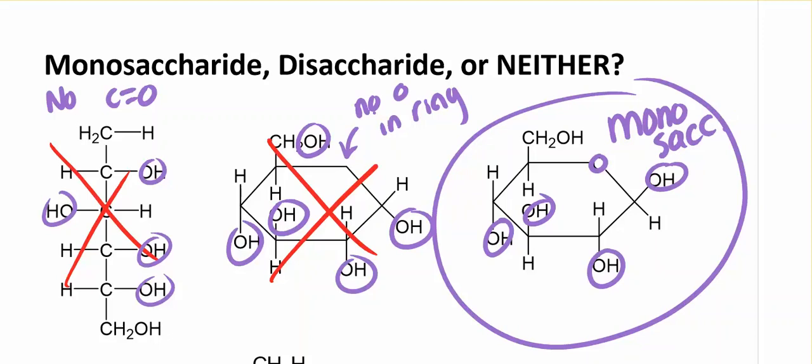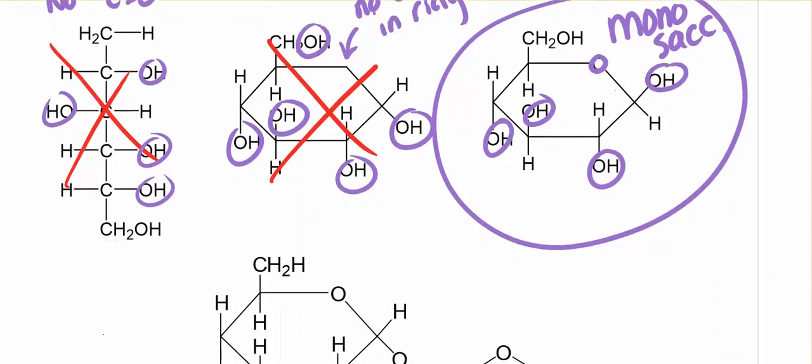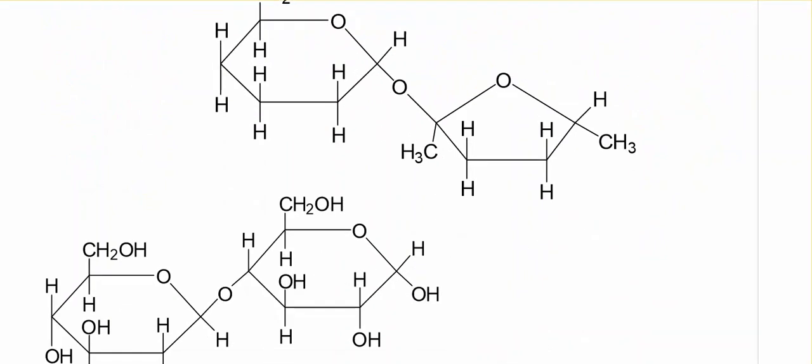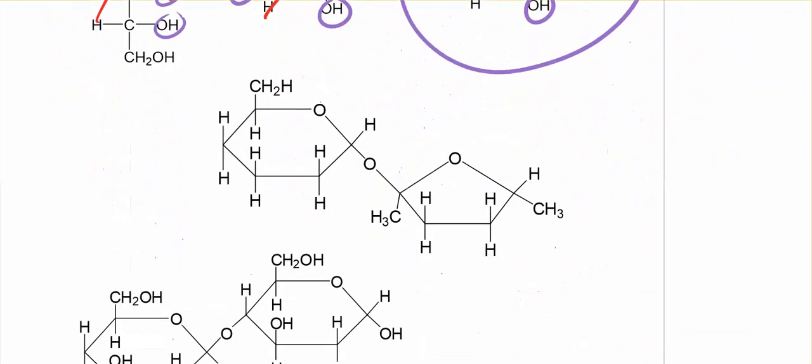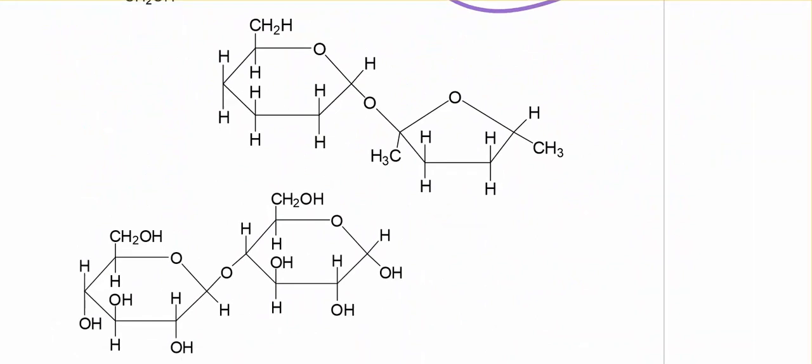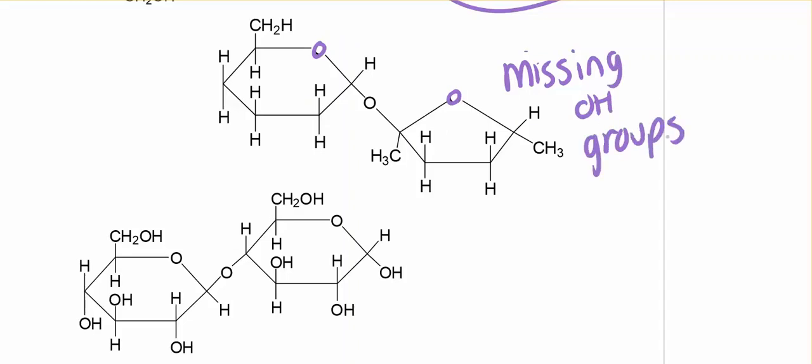Okay, let's look at the other two. These look like they might be disaccharides, but let's look at them a little closer and see if they really are. What we look for is each ring. So disaccharides have two rings. Each ring does have an oxygen in the ring, that's good. And then we look for many OH groups, and there's not. This is missing the OH groups. So this is not a disaccharide.